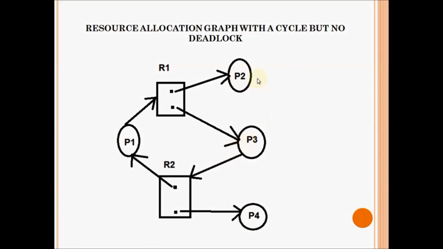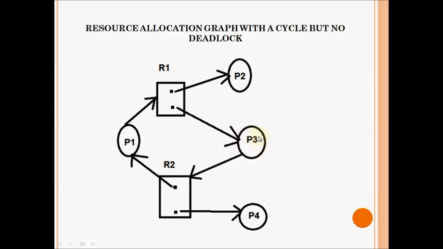So P2 can complete without any problem, P4 can complete without any problem. After the completion of P2 and P4, they will release R1 and R2, right? So if P3 is requesting for R2, I can allocate R2 to P3 also. So P3 can complete its execution without any problem.